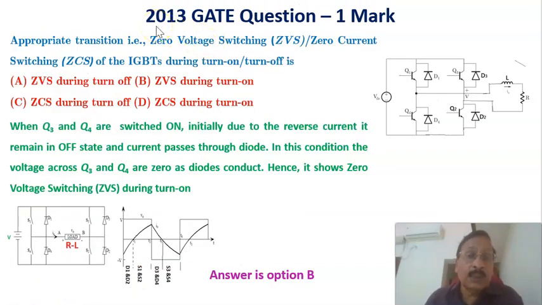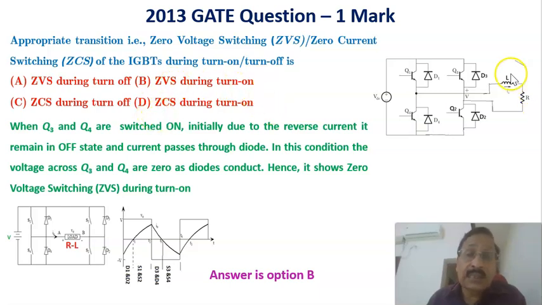Now let us see another problem. 2013 GATE question that carries 1 mark. The data is the same as the previous question. The appropriate transition, that is zero voltage switching ZVS or zero current switching of the IGBT during the turn on or turn off is: option A, ZVS during turn off; option B, ZVS during turn on; option C, zero current switching ZCS during turn off; and D, zero current switching during turn on.